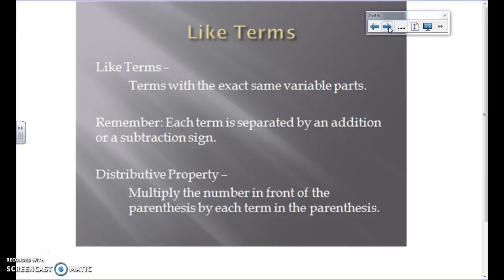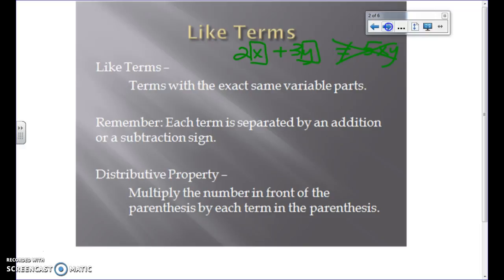Now, like terms is an important thing, and when I say like terms, it's important that you know what I mean. When I say like terms, it means they have to have the exact same variable part. So for instance, an x, a 2x, and a 3y aren't allowed to go together to make 5xy. Okay, that's not allowed to happen. The variable part has to be exactly the same.